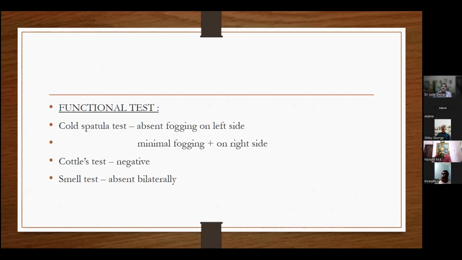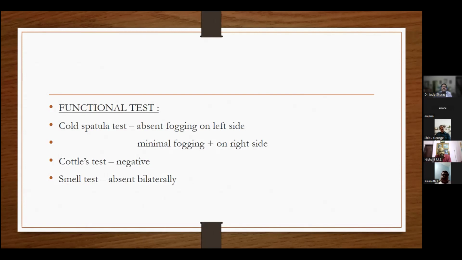You are checking this during quiet respiration. Any other pitfall? If the patient does forceful expiration, it would produce an erroneous result. You're checking during quiet respiration.